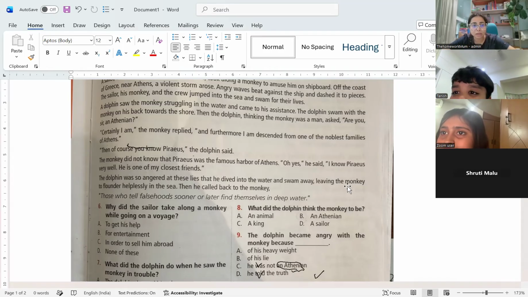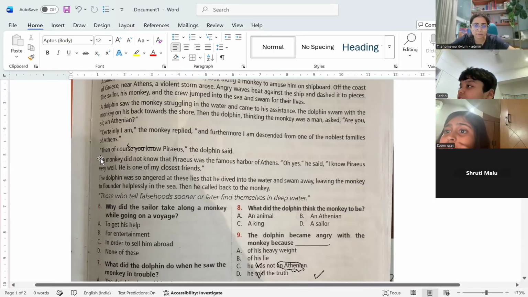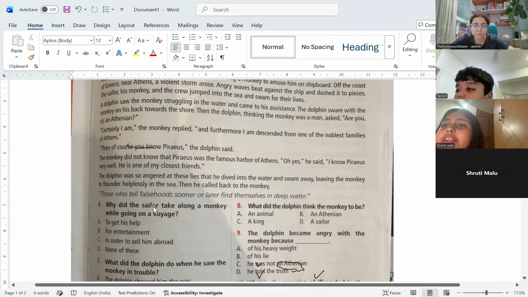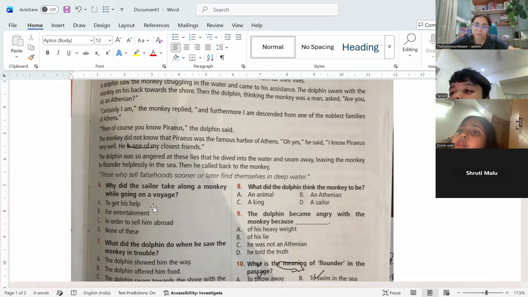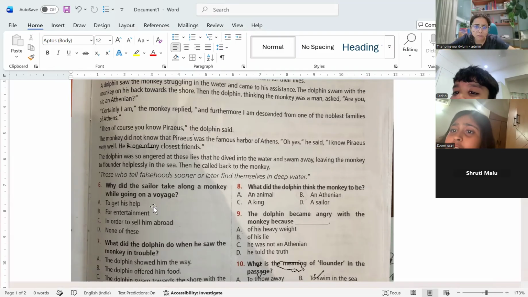"Then, of course, you know Piraeus," the dolphin said. Piraeus. I don't remember this word again. The monkey did not know that Piraeus was the famous harbor of Athens. "Oh yes," he said. "I know Piraeus very well. He's one of my closest friends."